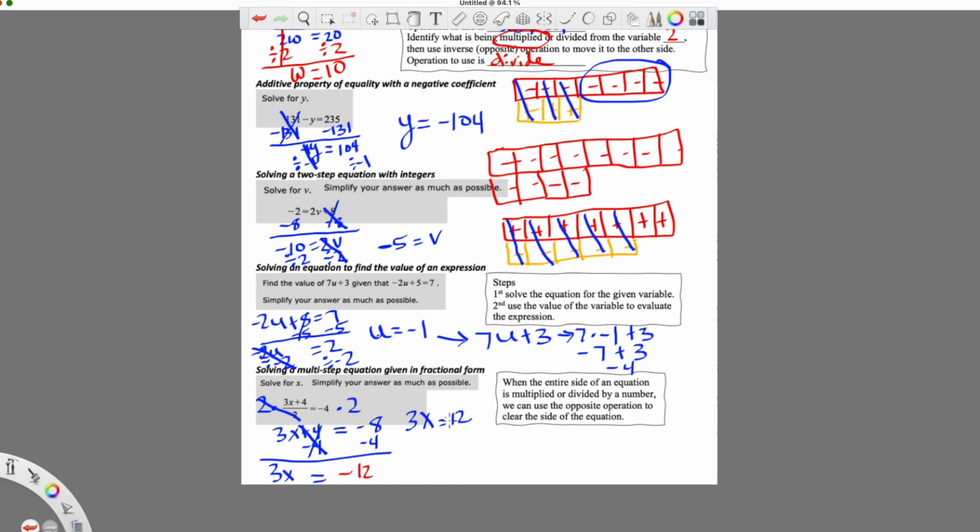So I'm multiplying by 3. I'm going to divide both sides by 3. X equals -12 divided by 3 is -4.